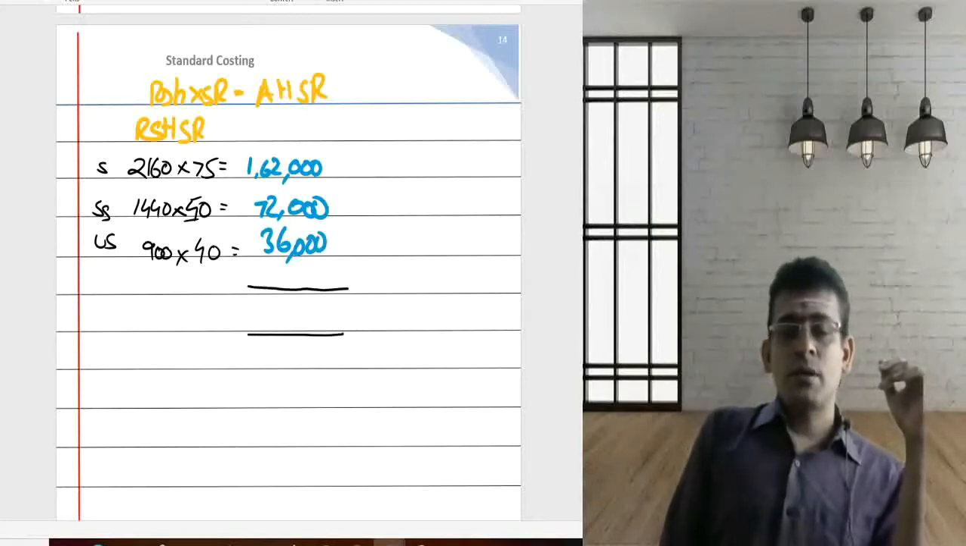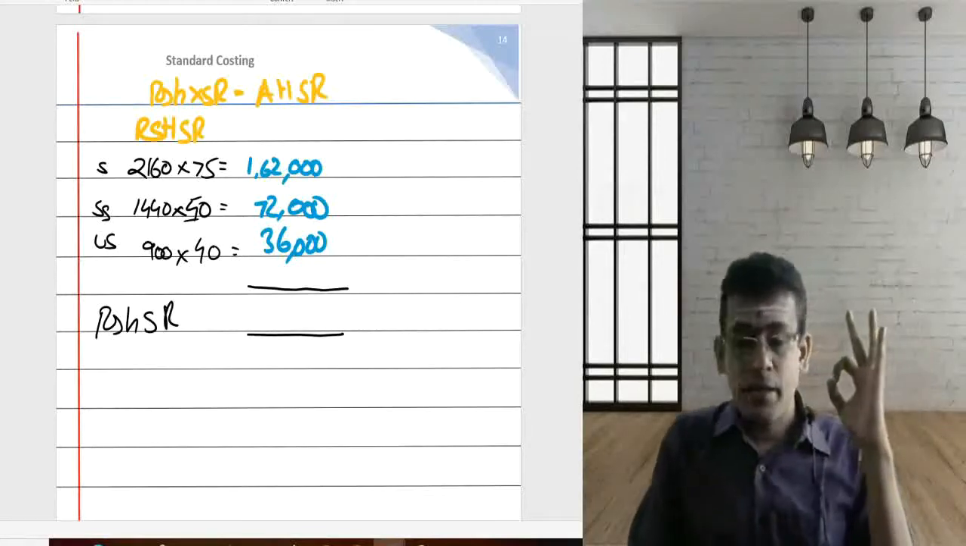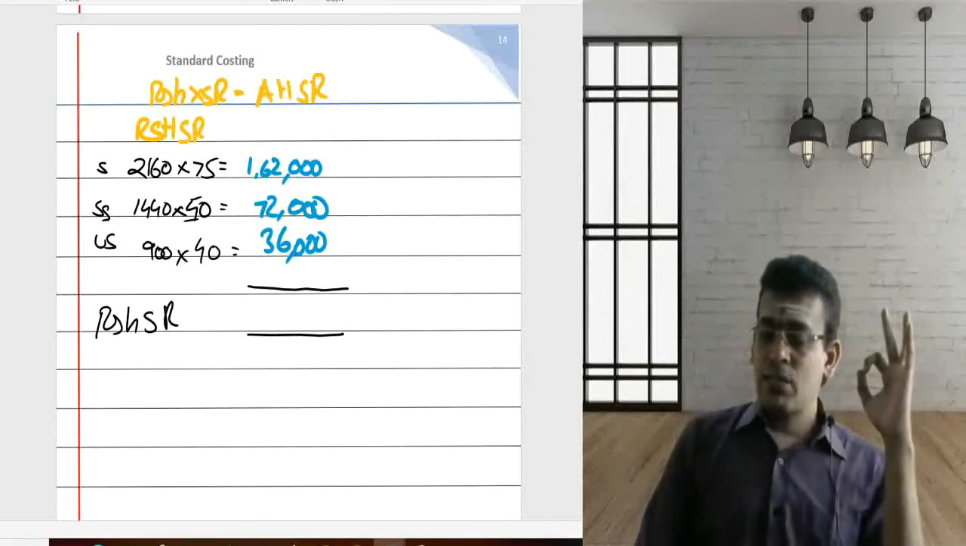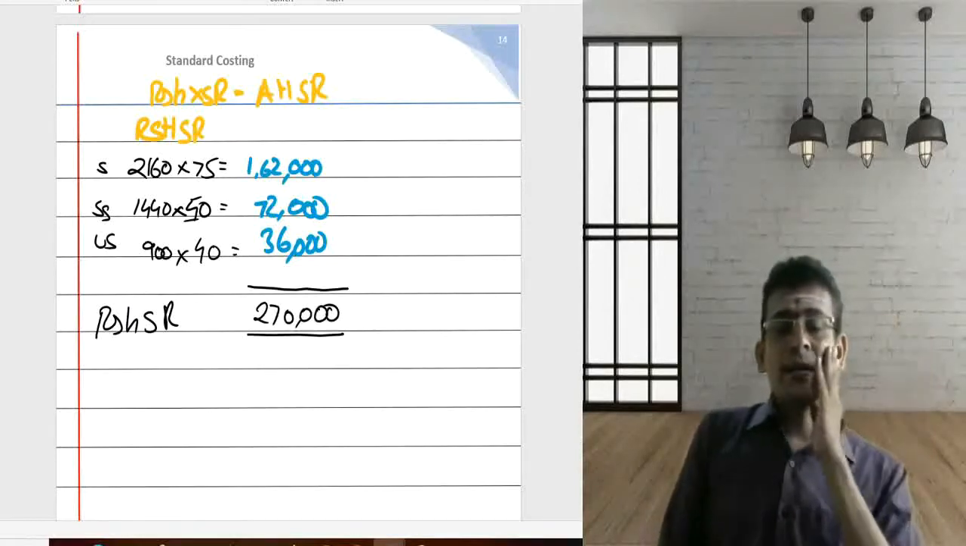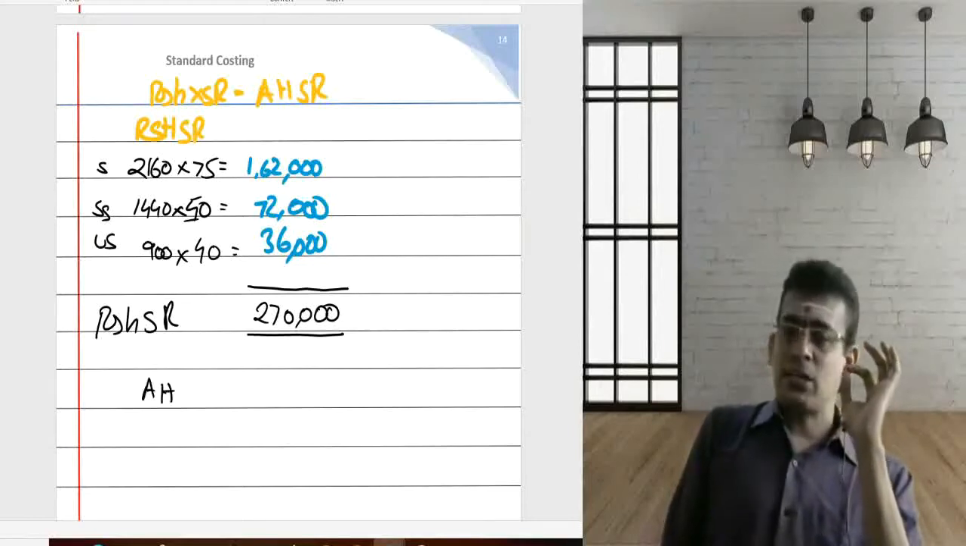This total is nothing but your total RSH into SR, revised standard hours into standard rate. So what is this total? 36,000 plus 72,000 plus 1,60,000. If I do, I'll be getting this total as 2,70,000. Then I need to focus on something called my actual hours.